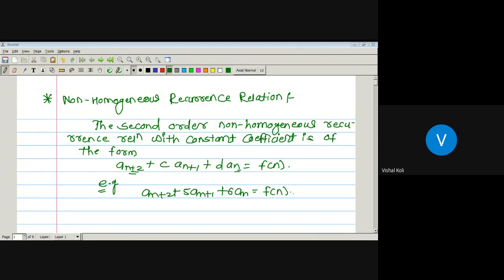Now we know that whenever there is a homogeneous recurrence relation with constant coefficients, we just have to find its roots from the auxiliary equation, and from those roots we get the complementary function, and by the characteristic method we easily find its solution. In this case also, whenever we take f of n as equal to 0, it becomes the homogeneous recurrence relation with constant coefficients. So the first part we find the same as for the homogeneous relation, but for f of n not equal to 0, we have to find its particular solution separately.